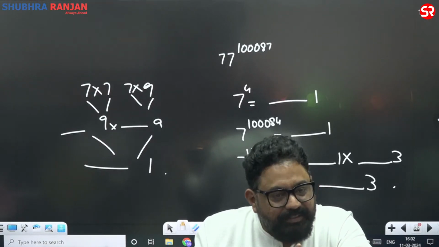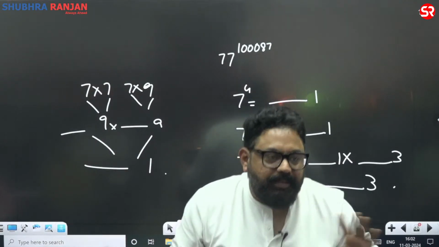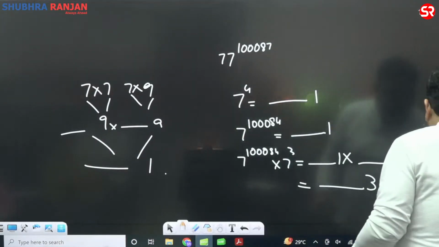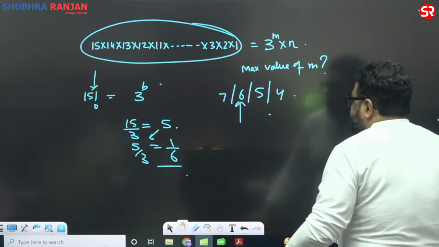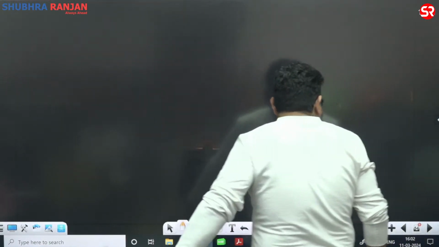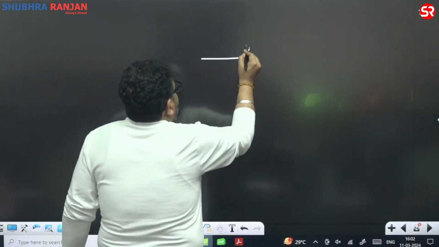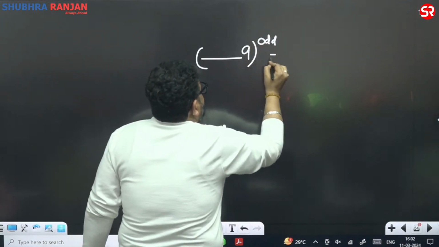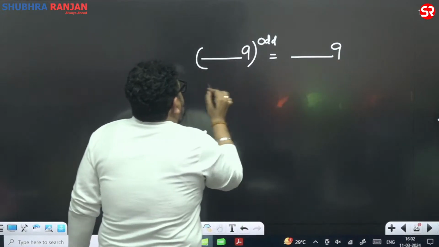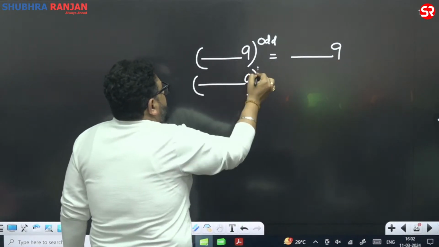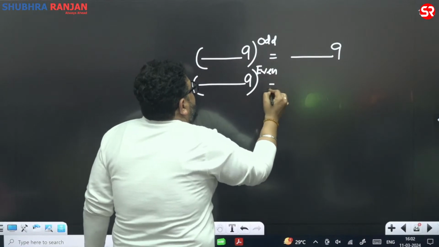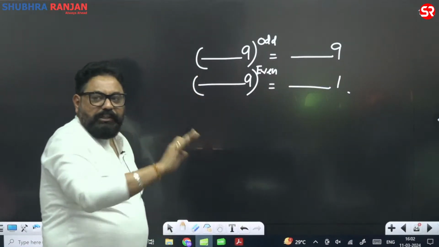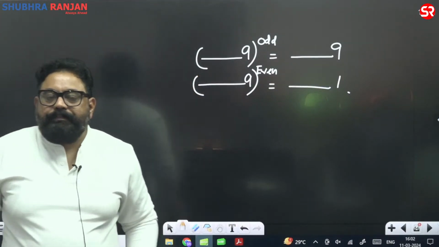Number ending with 9. So after today there is a very simple rule, a really simple thing. A number ending with 9 raised to the power odd always ends with 9, and a number ending with 9 raised to the power even would always end with 1. Work done, write this down, over.